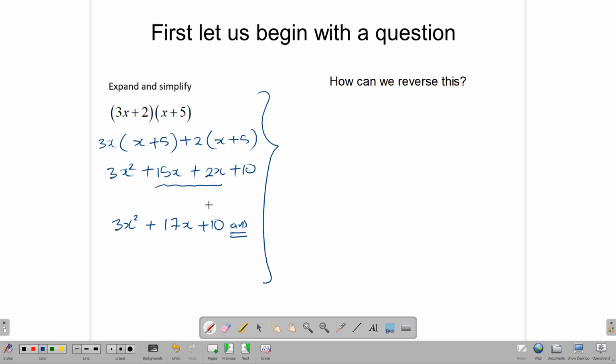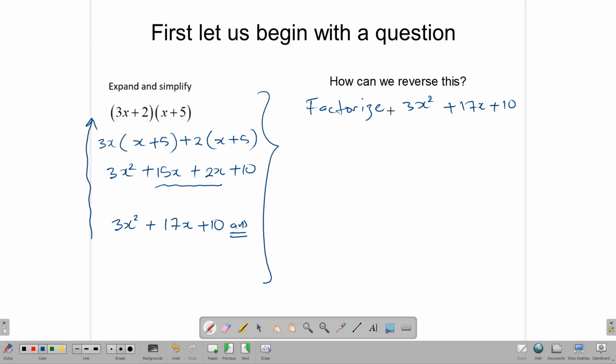Now, the question is, how can we reverse this whole operation here? How can we write it backwards? How can we work it so that this expression becomes the question? So we say factorize, because this here is our trinomial. Factorize 3x squared plus 17x plus 10.